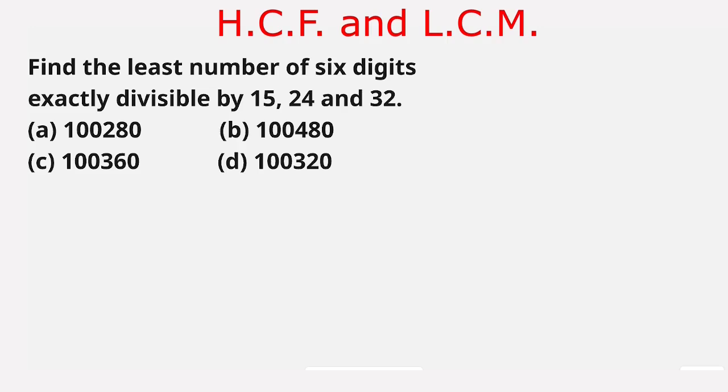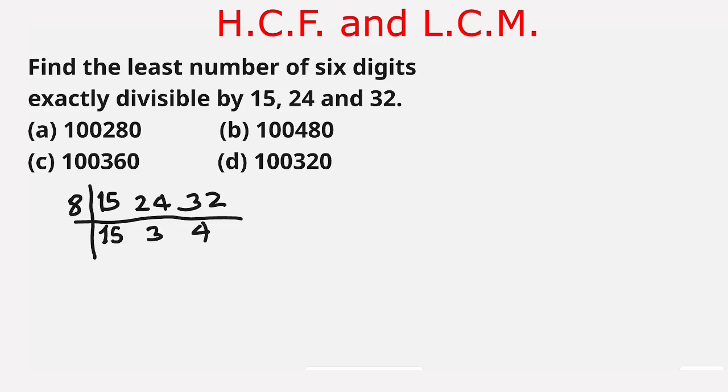We'll find the LCM of 15, 24 and 32. 15, 24, 32. We directly divide 24 and 32 by 8. We write 15 as it is. 8 times 3 is 24 and 8 times 4 is 32. Now we divide 15 and 3 by 3. 3 divides 15 for 5 times and 3 for 1 time, and we carry 4 as it is.